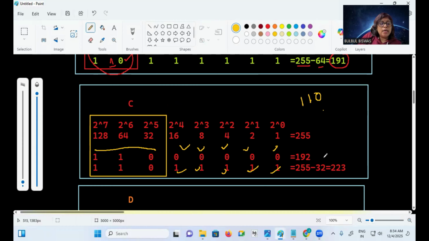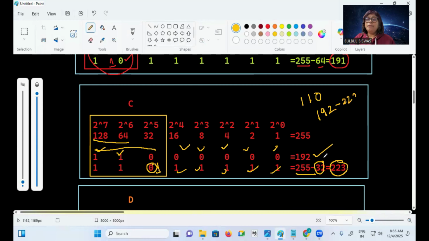So now you see, in this position only 2 are 1, 1. Which positions are 1, 1? 128 and 64. If you add them, you will get 192. And you see, if we put 1 over here, then it becomes 255. But I considered the 32 position as 0, so I subtracted 32. So what value am I getting? I am getting 223. This is the reason why class C is considered as 192 to 223.